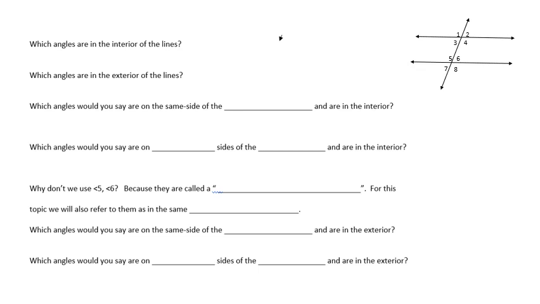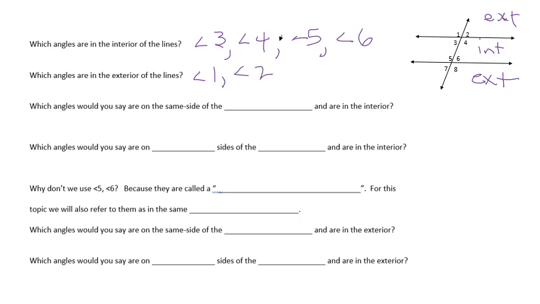When we look at this picture here in the upper right corner, which angles are in the interior? Let's label our interior, I-N-T, and then let's label our exterior, E-X-T. Do a little abbreviating there. So in the interior, we have angle 3, angle 4, angle 5, and angle 6. And on the exterior, we have angle 1, angle 2, angle 7, and angle 8.